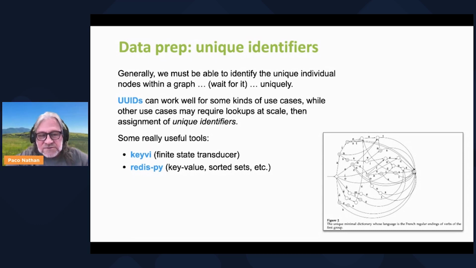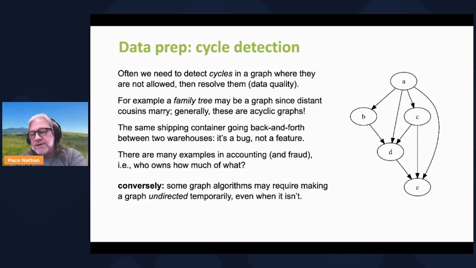There's some great tools. Keyvi works with finite state transducers. So you can do in-memory immutable FSTs for really fast lookups. That's kind of what the diagram is showing here. And also Redis is like the Swiss Army knife in this area too. I use Redis so much for this. Another area that may be kind of counterintuitive is something called cycle detection.